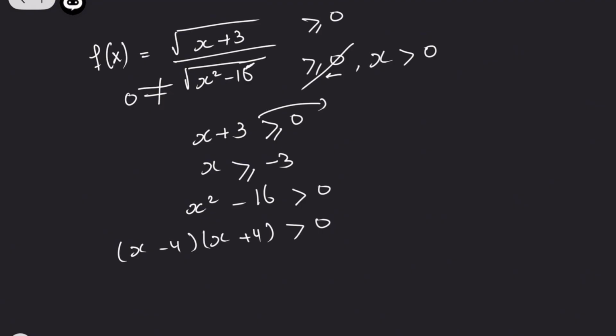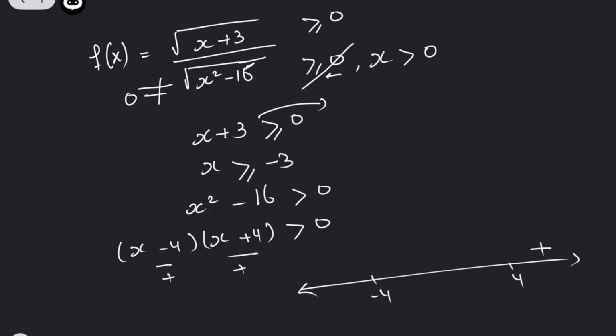Now, we said that we have here two values. So now we have the number line. We have here minus 4 and here 4. We are going to study the sign now, where it's positive or it's negative. So now take any value more than 4 and replace it here. For example, let's choose 5. So 5 minus 4, positive value. 5 plus 4, positive value. Positive multiply positive, it will give me a positive value here.